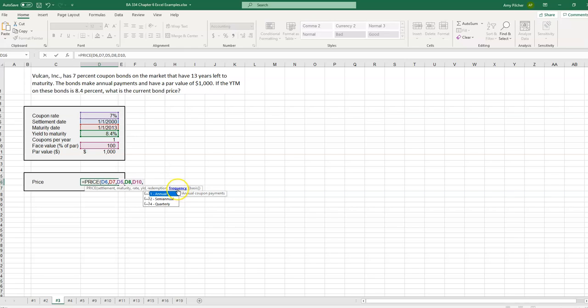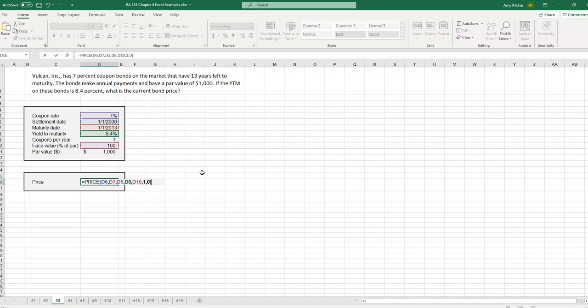The next thing it wants is the frequency. So much like when we were doing the time value of money calculations in Chapter 5, and we had a choice for ordinary annuity or annuity due, we have a choice for frequency. So we have 1, 2, or 4. So I'm going to put in 1 for annual. And then the basis, which is the number of days in a year, and we're just going to default to 0. 0 is the default basis, and that's what we're going to use for this.